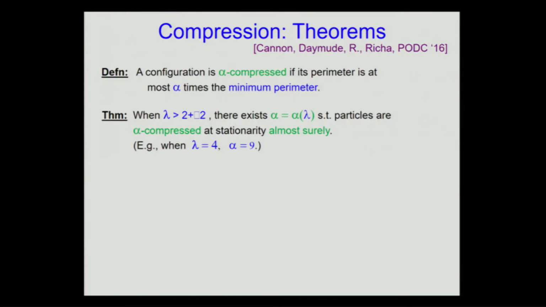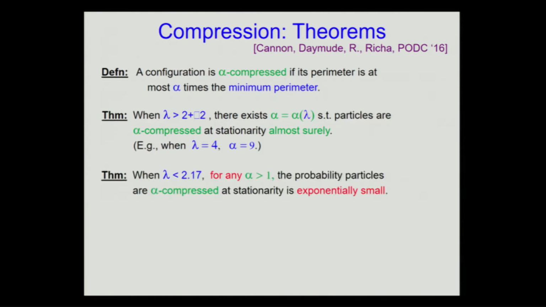Okay? So maybe this is not surprising after Peter's talk, but we were able to prove some theorems. This says 2 plus root 2. So we prove that when lambda is greater than 2 plus root 2, you in fact get alpha compression, where alpha is in terms of lambda. And it's not terrible: if lambda is 4, alpha is 9. And we prove the converse, which says that if lambda is less than 2.17, you not only do not get compression, you actually get expansion. So for expansion, you're within a constant factor of the maximal linear arrangement.